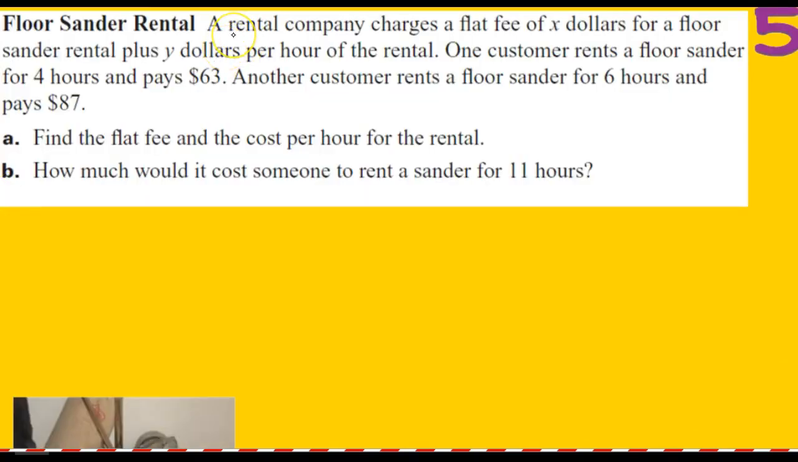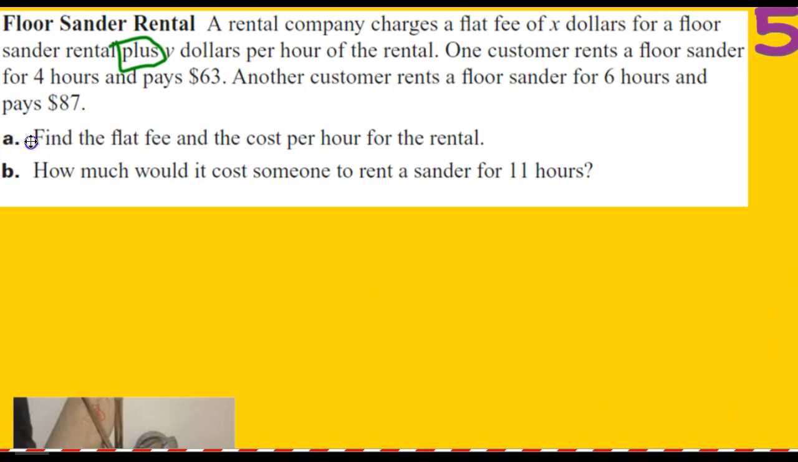Alright, so this one says, a rental company charges a flat fee of X dollars for a floor sander rental, plus Y dollars per hour of the rental. One customer rents a floor sander for 8 hours and pays $63. Another customer rents a floor sander for 6 hours and pays $87.